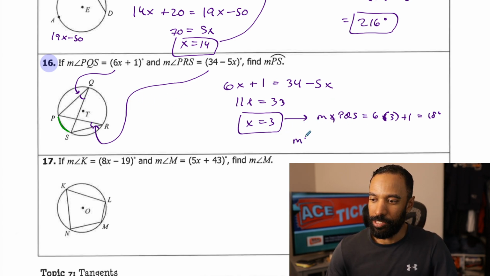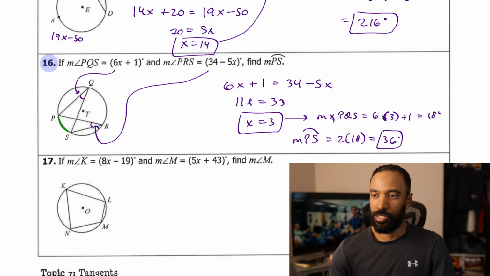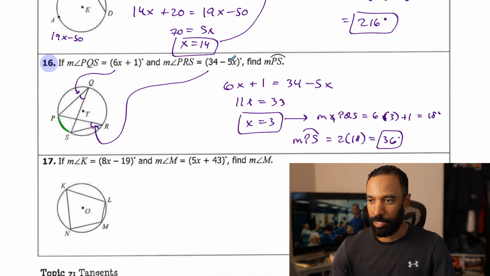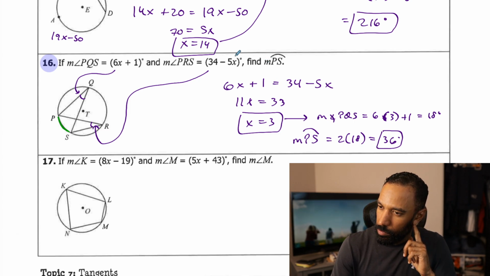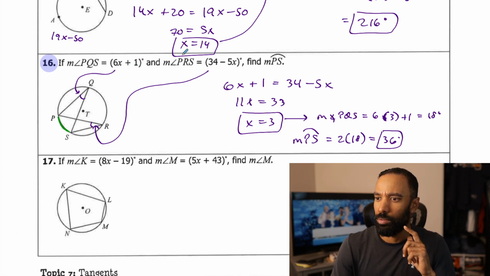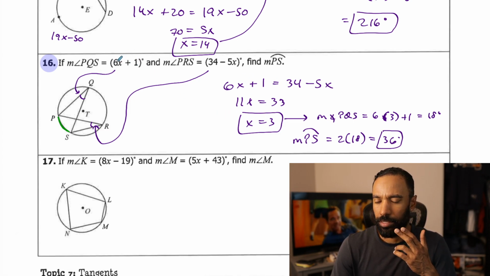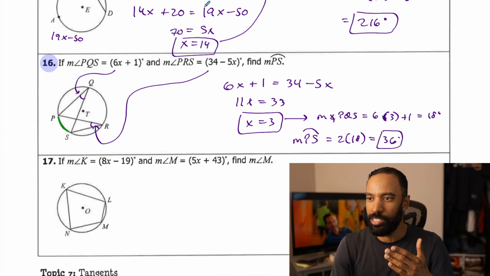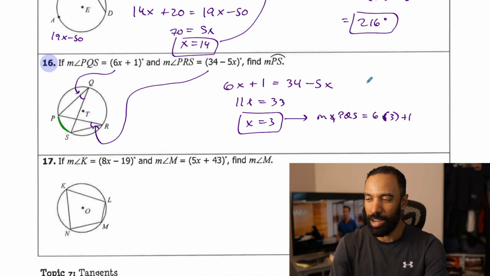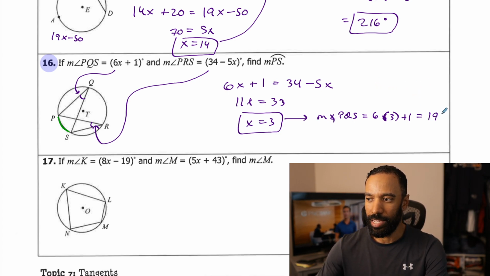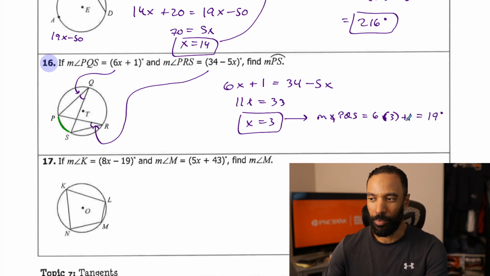So the measure of arc PS is double the 18. So 36 degrees. The other angle should also be 18 degrees if you plug in 3. And yet it's not? Wait a minute. Oh, 19. Good thing I checked that. I might have said 19, I'm not sure, I had to sneeze, but I wrote 18. My bad.